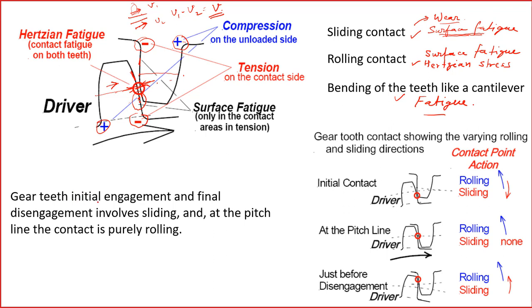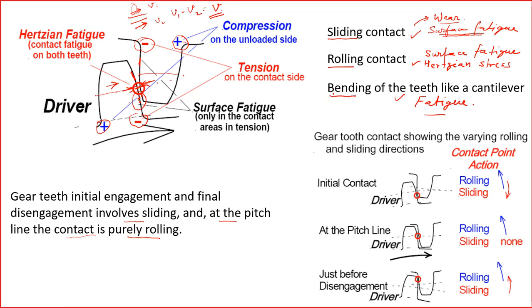So gear teeth initial engagement and final disengagement involves sliding, and at the pitch line the contact is purely rolling. So this has been shown here in a schematic way, but just now I have explained to you how sliding will take place, rolling will take place, and again sliding will take place. So basically the three things we have to take care of: the sliding part, the rolling part, and the bending part.